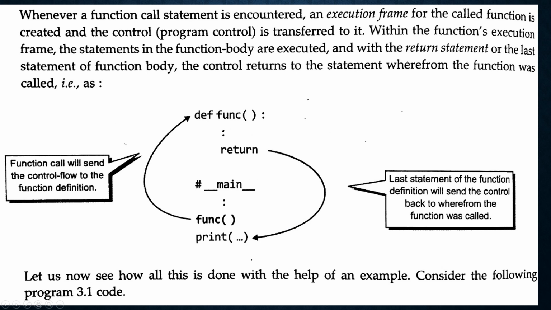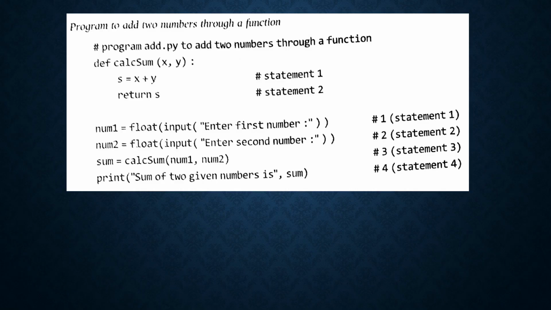Okay, these are about the simple execution of a function. So how to execute a function? The execution frame transfers the control between the calling function and the called function. Here the function call is func, which is called as a function call. Okay, next, let's move on to the next statement.